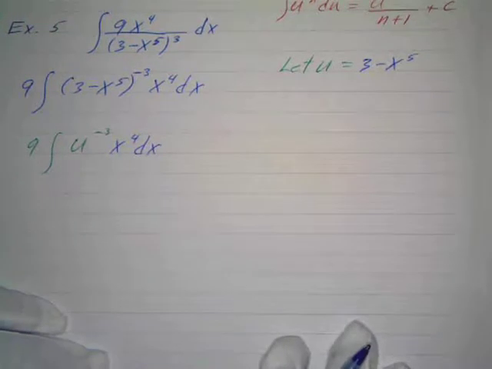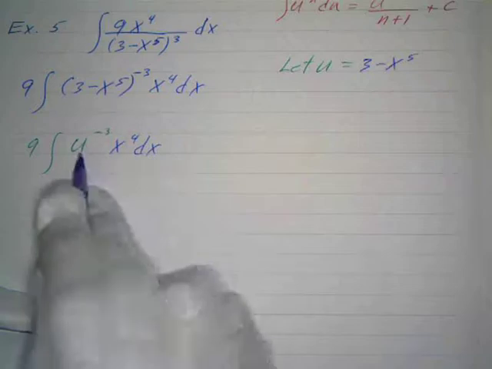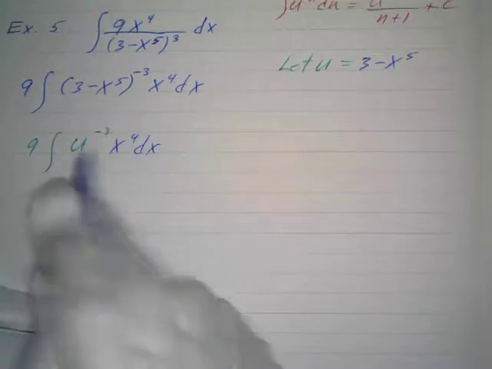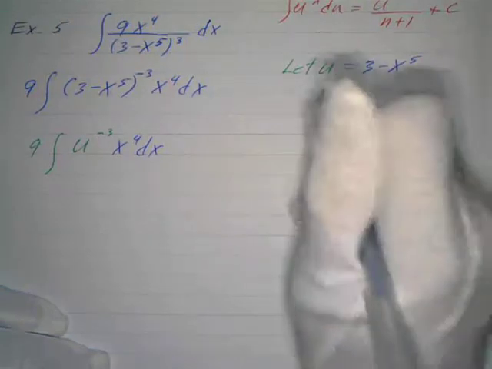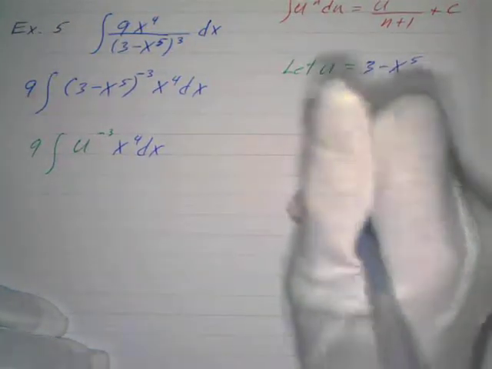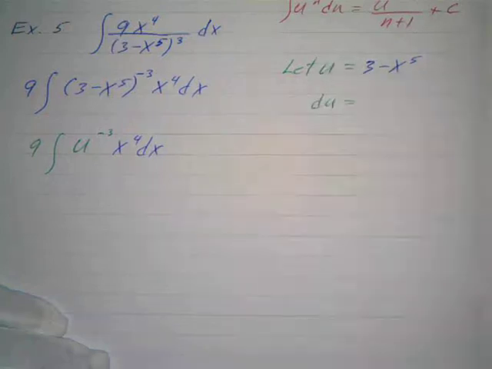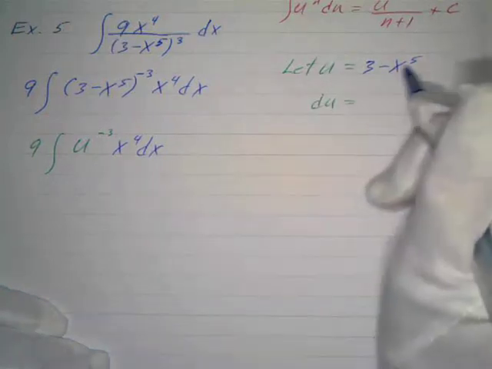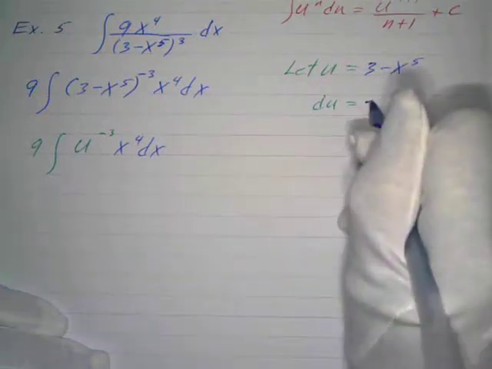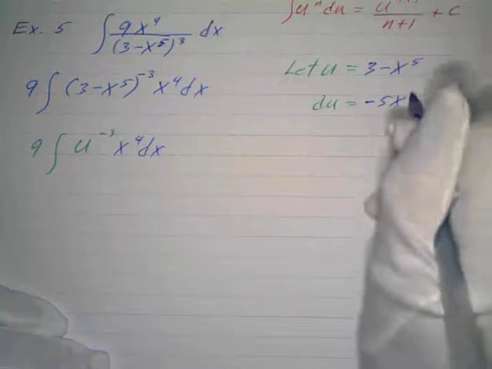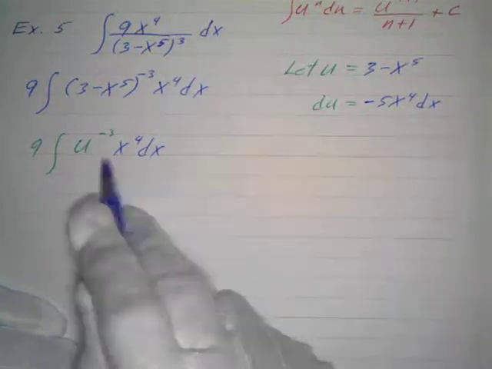Okay? Now we have to figure out how to get a du because we've got a differential of x and a variable here of u. They've got to match. It's easy enough to take the derivative. We know how to do that. We're all experts in derivatives. So du dx equals, the derivative of 3 is 0, so that's going to be the derivative of negative x to the fifth, which is negative 5 x to the fourth dx. And we're almost the same.